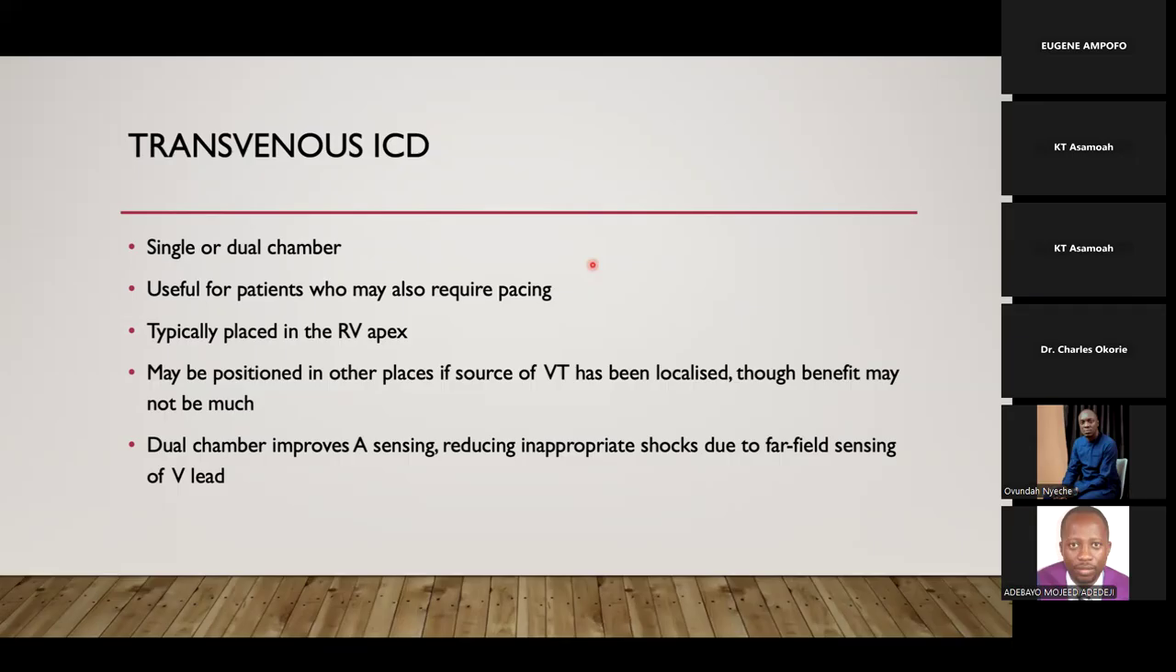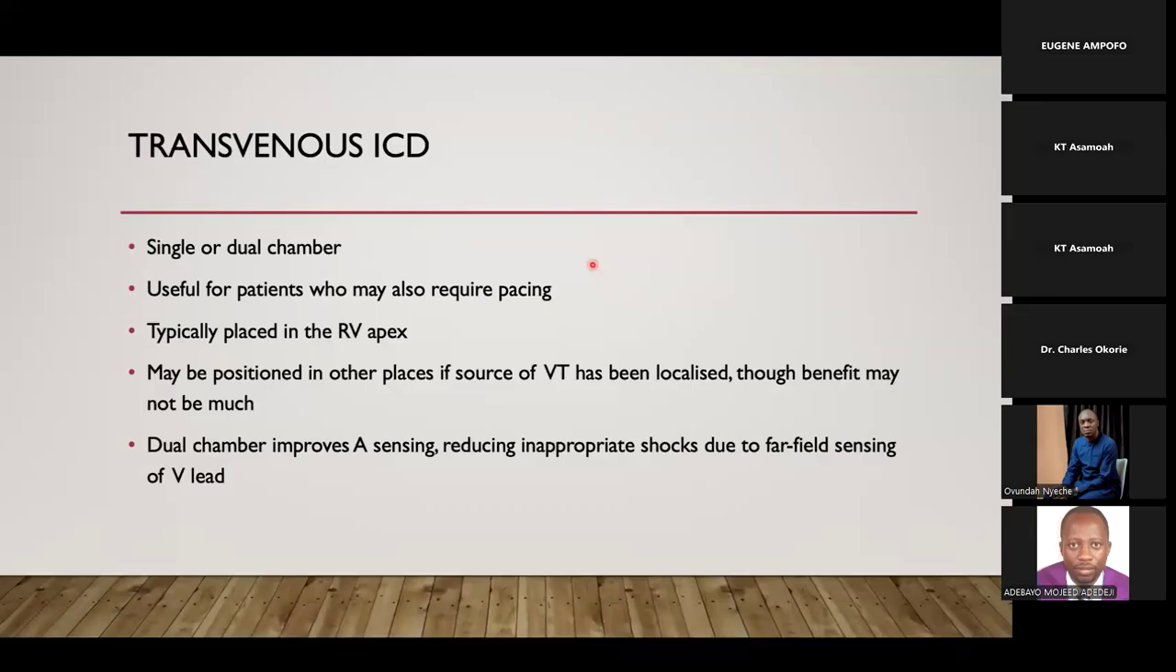So when there's an atrial lead in there, that improves the sensing of what's going on in the atrium so that the device is able to better characterize the atrial activity and reduce the chances of far field sensing from the ventricular lead, which relates to inappropriate shocks. Transvenous ICDs are also useful for patients who require pacing, because as I said, the ring and tip electrode help with pacing activity. And typically it's placed in the RV apex, but then it may be positioned in other places if the source of the arrhythmia has been localized there.